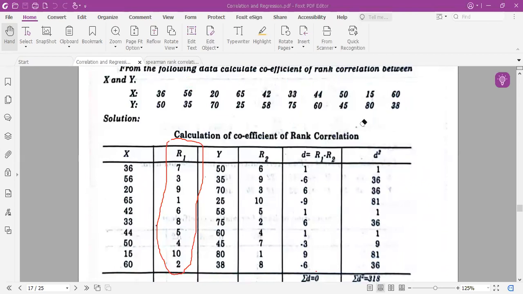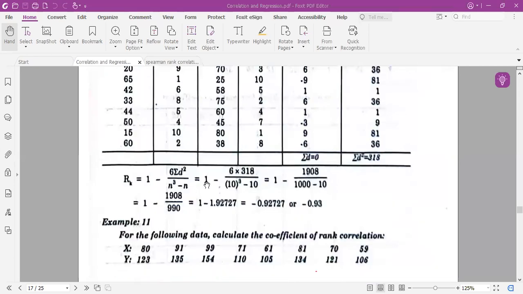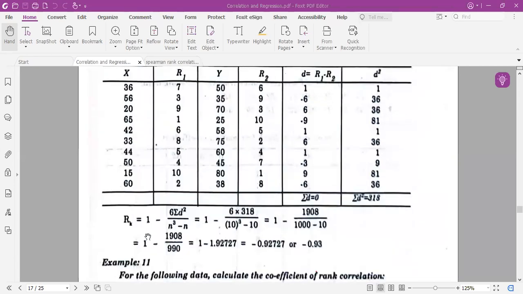Then you have to substitute this value in the Spearman's formula. So what is the Spearman's formula? R or rho is equal to 1 minus 6 sigma d square divided by n cube minus n. So n here is 10. So 10 cube minus 10, 6 into 318. Substitute and subtract that. You'll be getting minus 0.92.